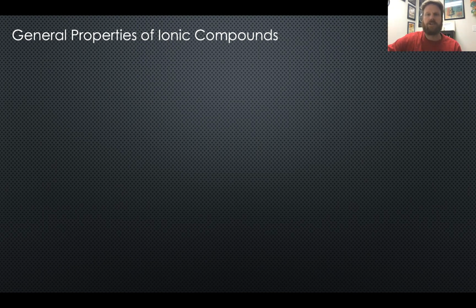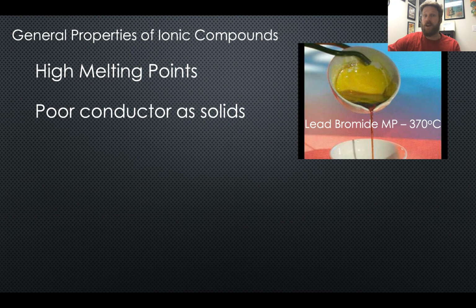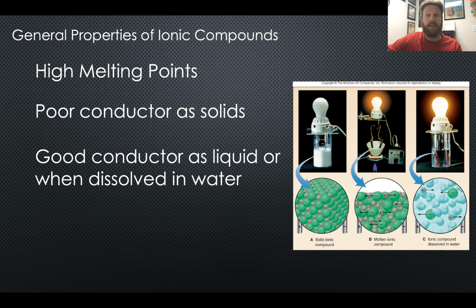Because of the strong attraction between oppositely charged ions, ionic compounds tend to have high melting points. In fact, the melting point for lead bromide, shown here, is actually on the low side. In their solid forms, ionic compounds are not good conductors. However, if you melt or dissolve the solid, ionic substances become excellent conductors. This is because as a liquid, or when dissolved, the ions break free from the lattice structure. Free-flowing charged particles naturally conduct electricity very well.